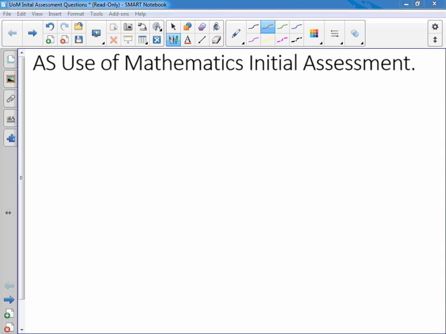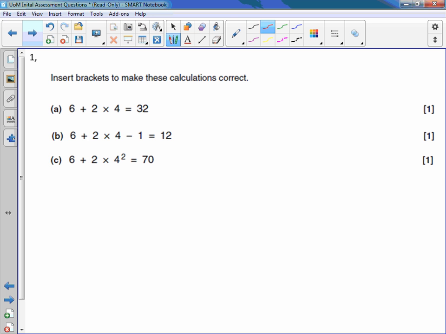In this video I'm going to be going through the answers to the ASU Mathematics Initial Assessment at King Edward VI College for September, August 2015. Okay, so without any further ado, let's crack into question one. Nice easy start to the test. We just need to stick the brackets into our equations to make them work.